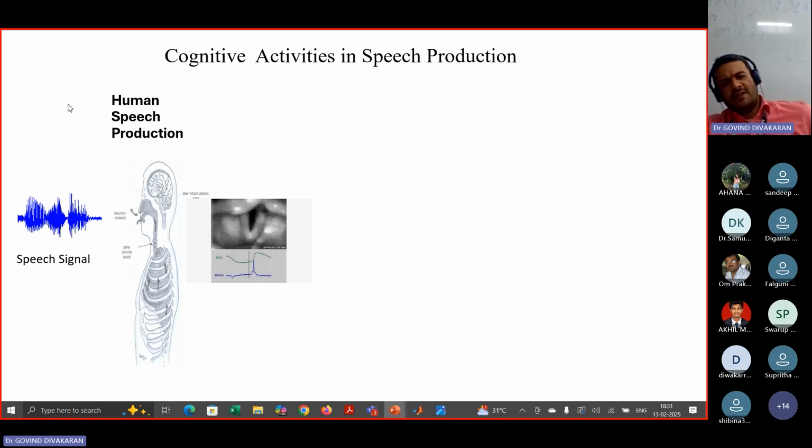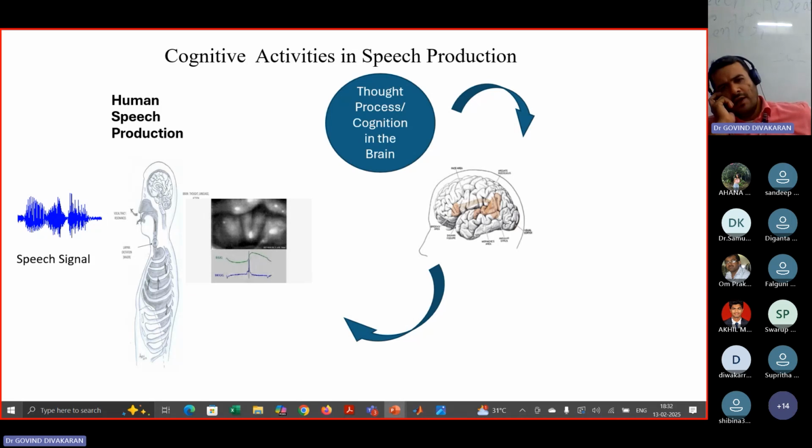But in most cases, when somebody is working in speaker recognition or speech recognition, they don't bother anything further about it. They don't think much about it. But when you are working in the medical or healthcare aspects of speech, you should not ignore these things. So these are the cognitive aspects of speech processing.